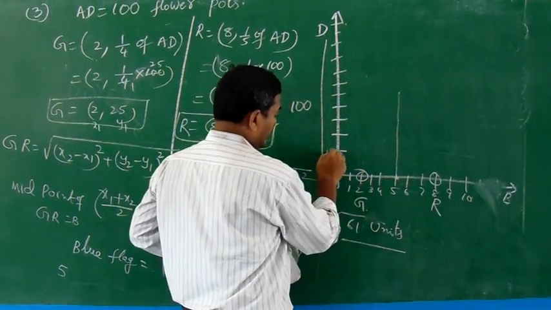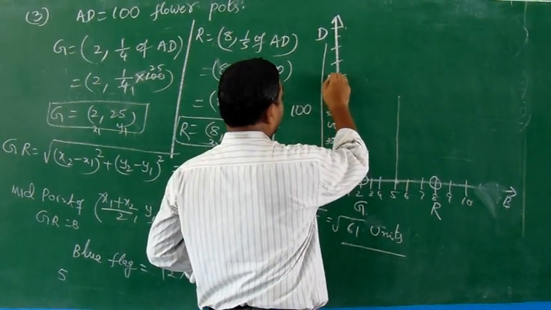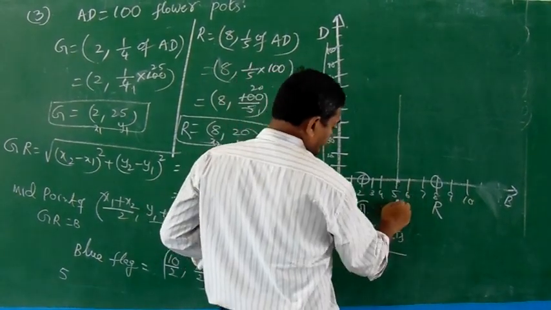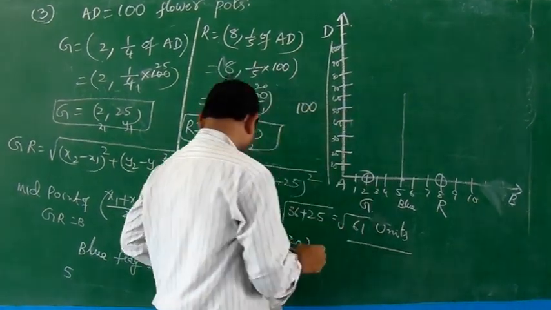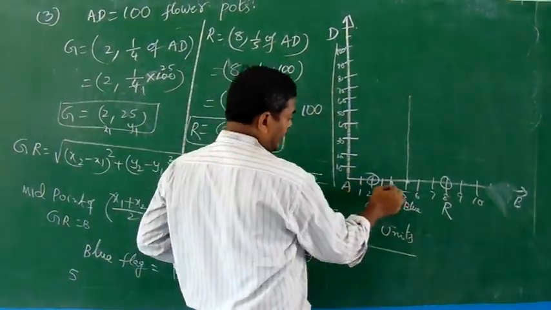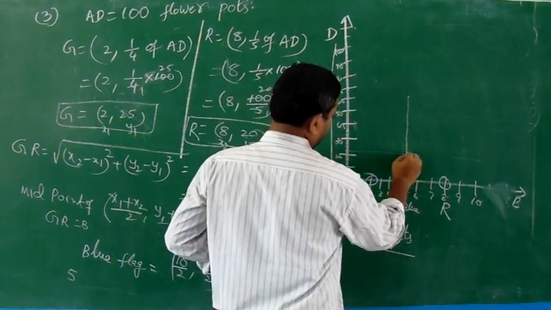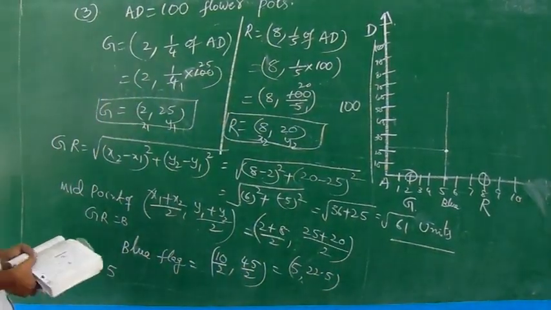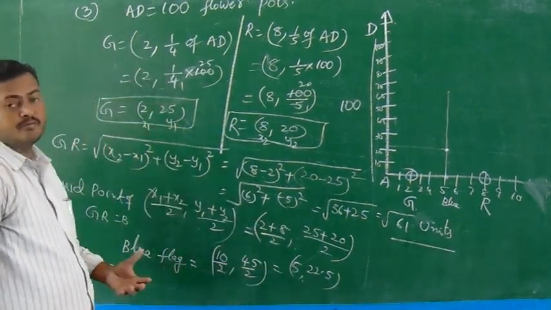1, 10, 20, 30, 40, 50, 60, 70, 80, 90, 100. Now fifth, this is the blue flag. Where can you post it here? 45 means 22.5. Here, at 20, the blue flag will be posted. So at the fifth meter, at the distance of 22.5, the blue flag is posted.